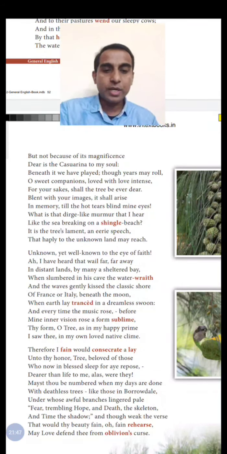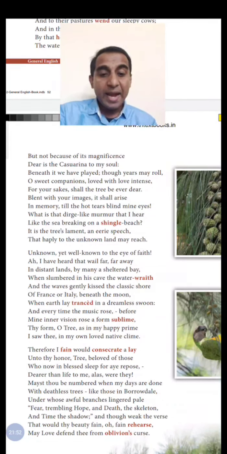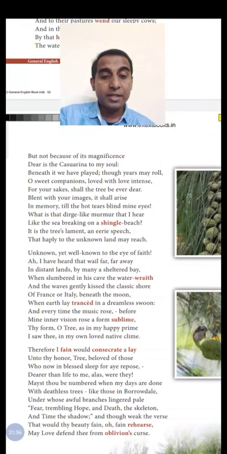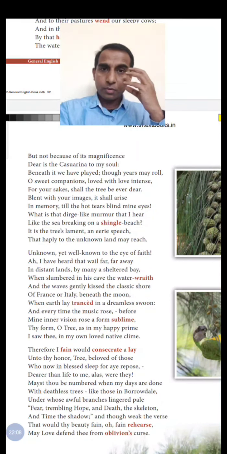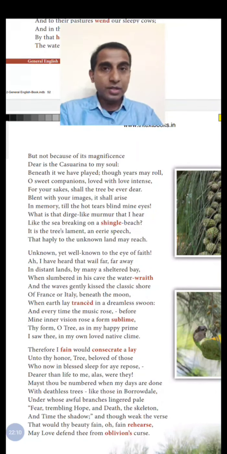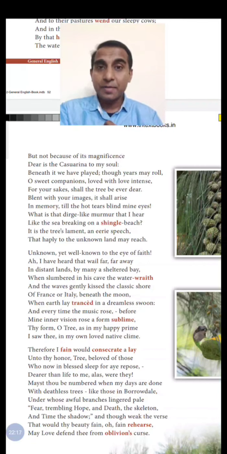Now we'll move on to the fourth stanza. Unknown, yet well known to the eye of faith. I have heard that wail far, far away in distant lands by many a sheltered bay. Unknown, yet well known to the eye of faith. See, unknown. Which one? The tree is not known now, but it is known to the eye of faith. Eye of faith, to the spirit, not the real physical eyes. You can't see the tree, but to the spirit, she can still see the tree, and she can feel that the tree is lamenting for them, crying at their loss.